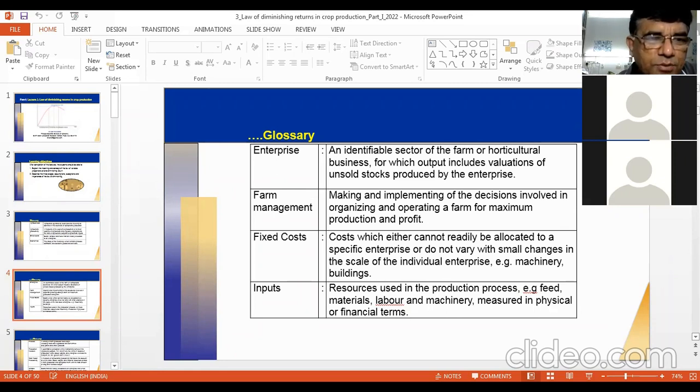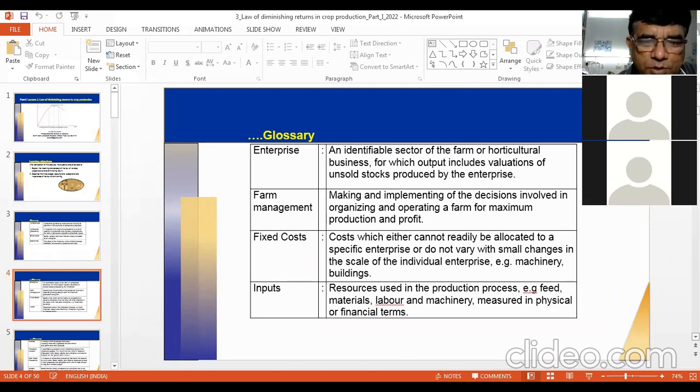Fixed costs, just as Subrata told, are costs which either cannot readily be allocated to a specific enterprise or do not vary with small changes in the scale of the individual enterprise. Whether you increase the scale, means by allocating certain variable cost or variable inputs, you cannot change the fixed cost. Inputs. Inputs are actually resources used in the production process. For example, feed, materials, labor, machinery, measured in physical or financial terms. Means you have land, labor, capital, management.